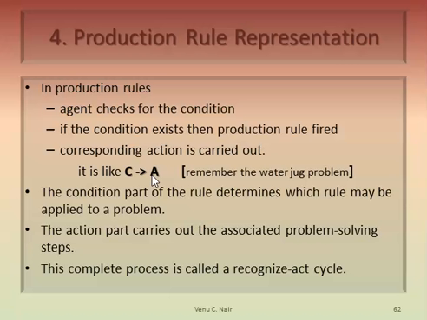Then this complete process, that is selection of the rule and application of the rule, is called the recognize-act cycle, because it is being repeated many number of times. So it is a recognition of some rules and action of those rules on the problem state, and it forms a cycle. So the term recognize-act cycle.